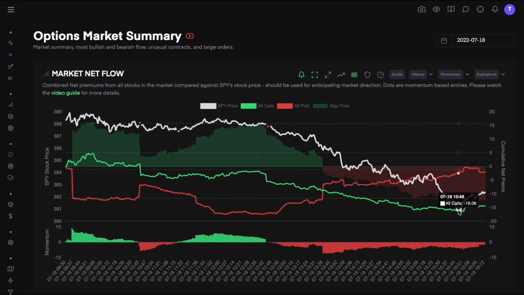I think the one advice that I'd have for newcomers or for people who are just joining the platform is start small, like spend maybe $100 every day or $50 every day doing SPY calls or puts, and then spend some time with the market net flow tool. I think you are not going to find anything that's as reliable.